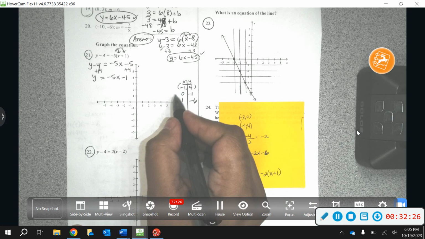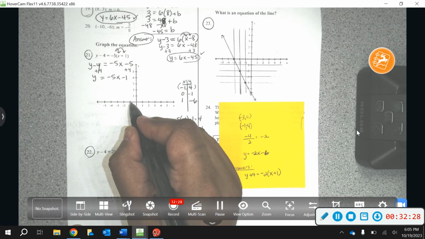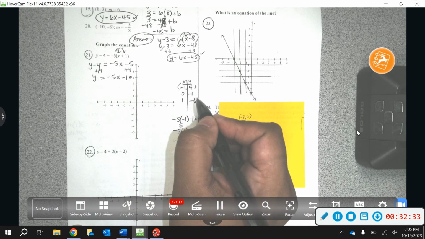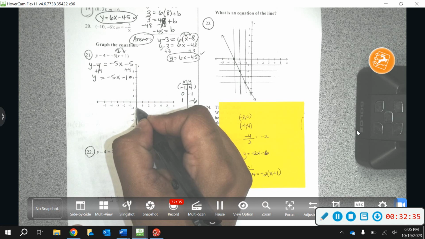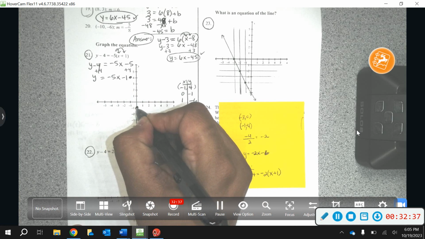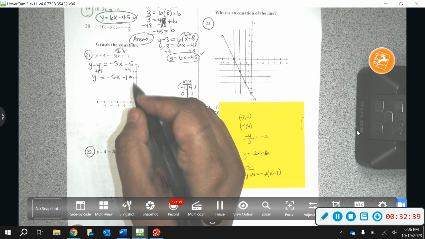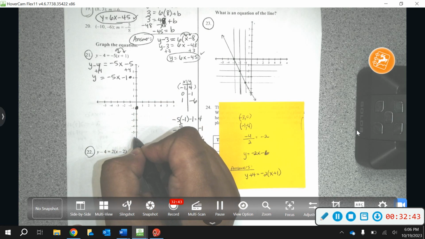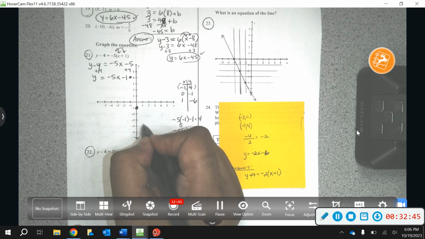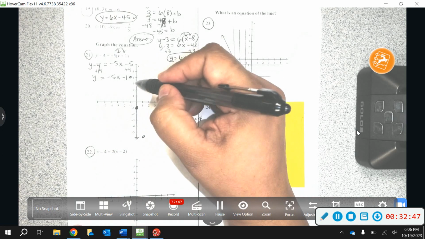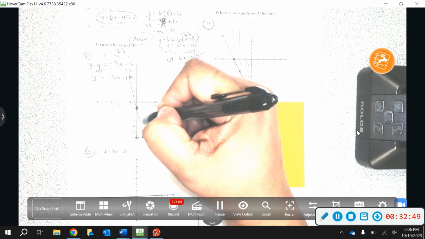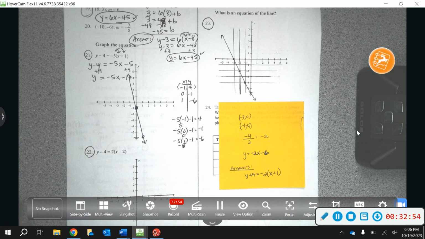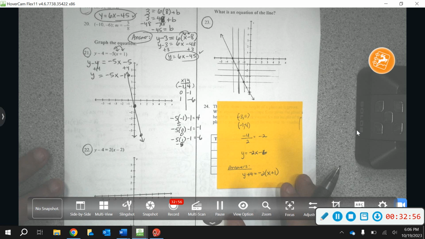All right, so I'm going to plot negative 1, 4, so I'm going to go to negative 1 and then positive 4 up here. Then I'm going to plot 0, negative 1. Ooh, that's my y-intercept because it's on my y-axis. Okay? And then 1, negative 6. And that's down here. Once I have my 2 to 3 points, I can go ahead and graph my line now. And I'm done. That's all you are doing.